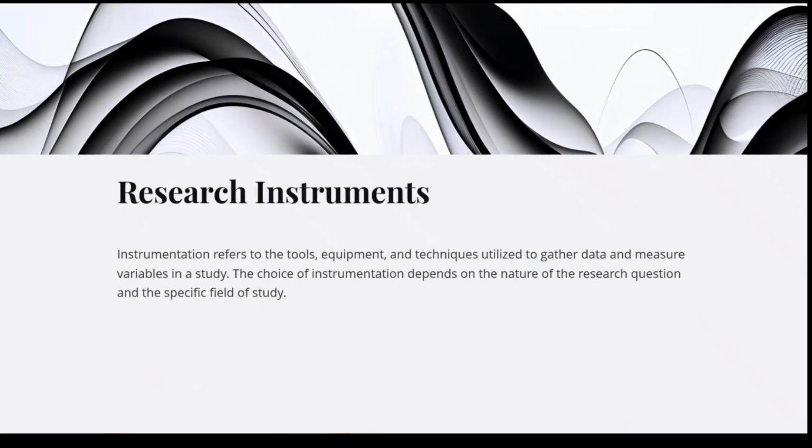Let's begin by looking at research instruments. Instrument refers to the tools, equipment, and techniques utilized to gather data and measure variables in a study. The choice of instrumentation depends on the nature of the research question and the specific field of study, which means that your instrument may be different from the instrument used by your peer, because the problem that you are solving and they are solving are different.